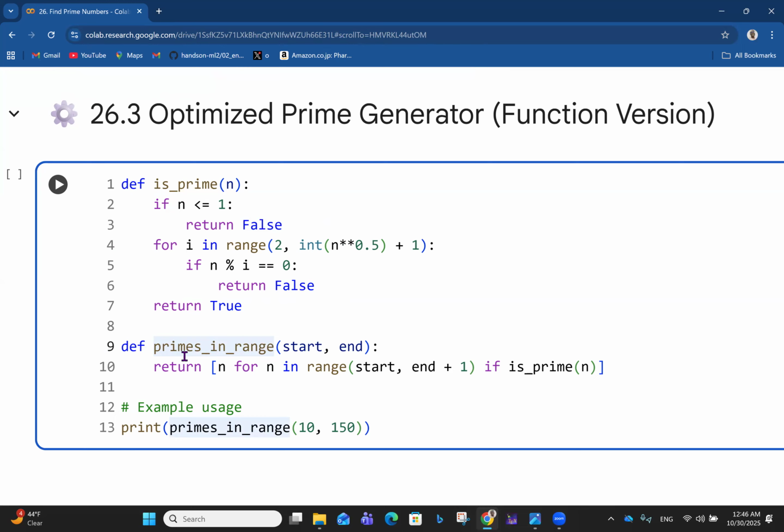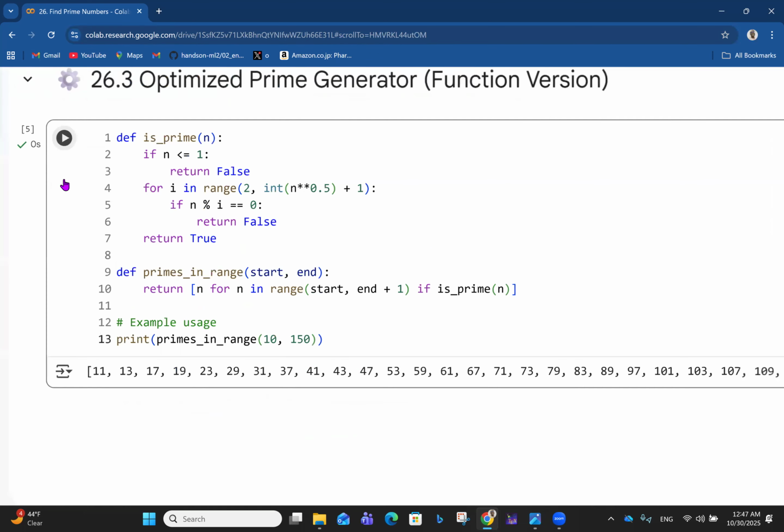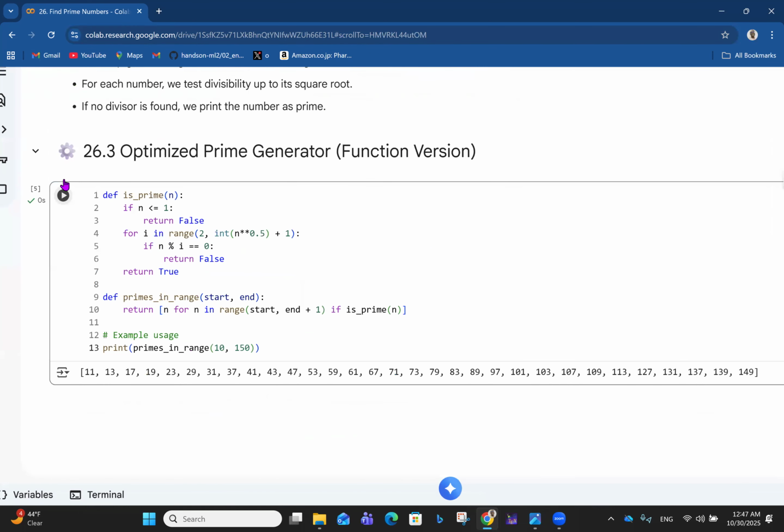Then we define another function, primes_in_range. Maybe you want primes within a range, start, end. So you return n for n in range(start, end + 1) if is_prime(n). This is based on what is happening here. A possible usage is you want to find the prime numbers between 10 and 150. You run this, and it gives us all the prime numbers between 10 and 150.